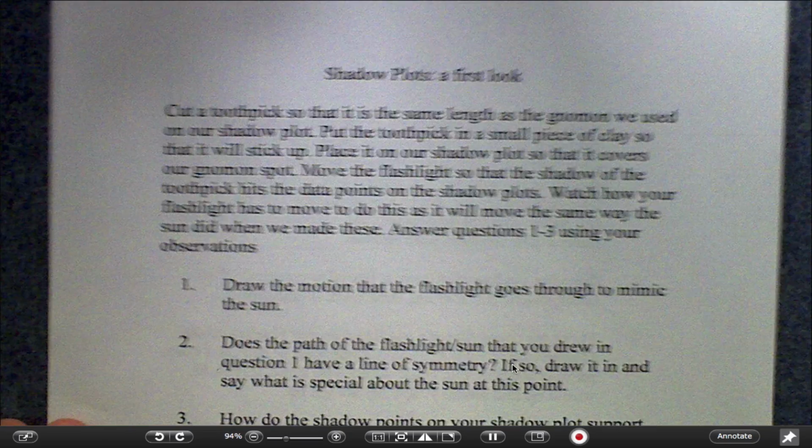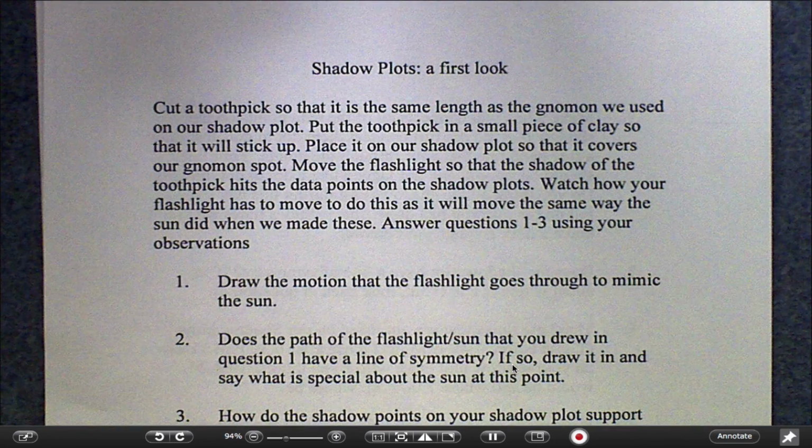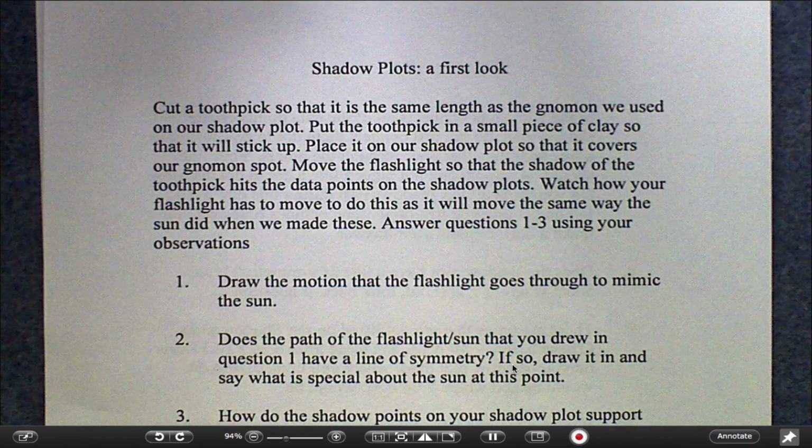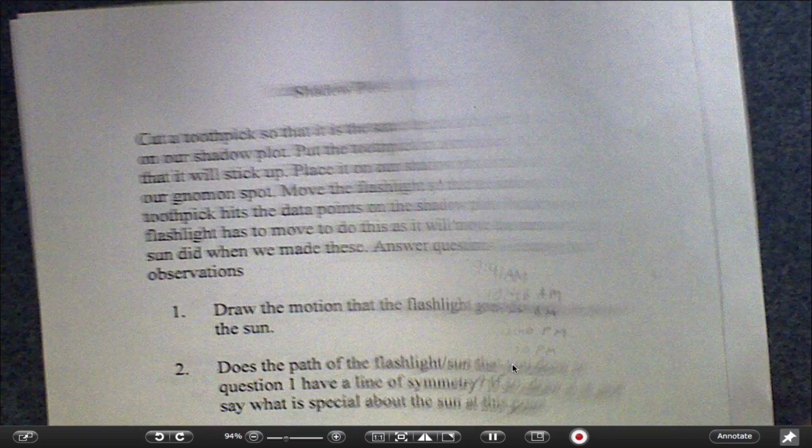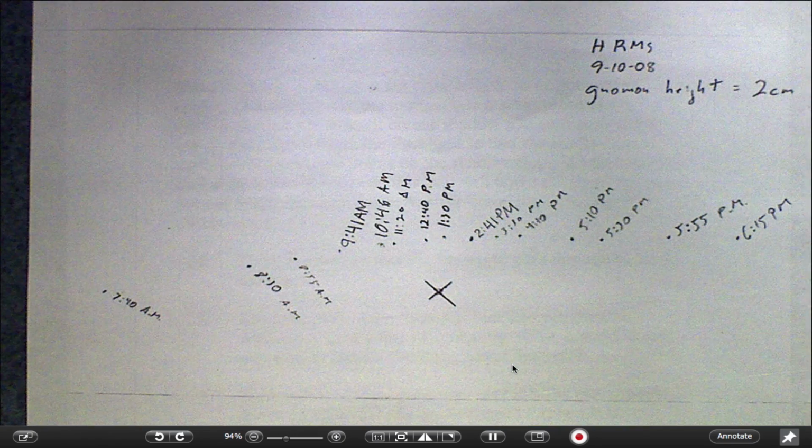Hi everybody, welcome to our movie Shadow Plots, a first look. We took our shadow plots that we've worked with before when we found altitude, our shadow plot from 910, and we put a little toothpick right there and messed around with a flashlight to see if we could mimic these points, and everybody of course found out that they could.